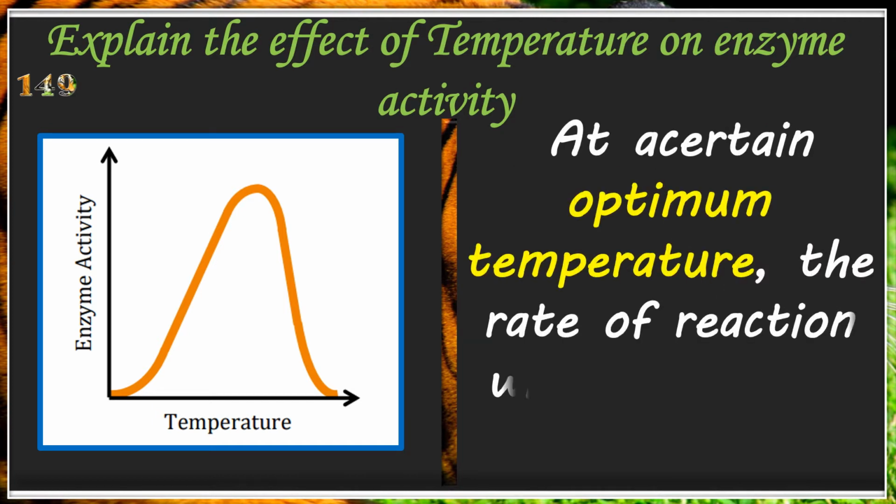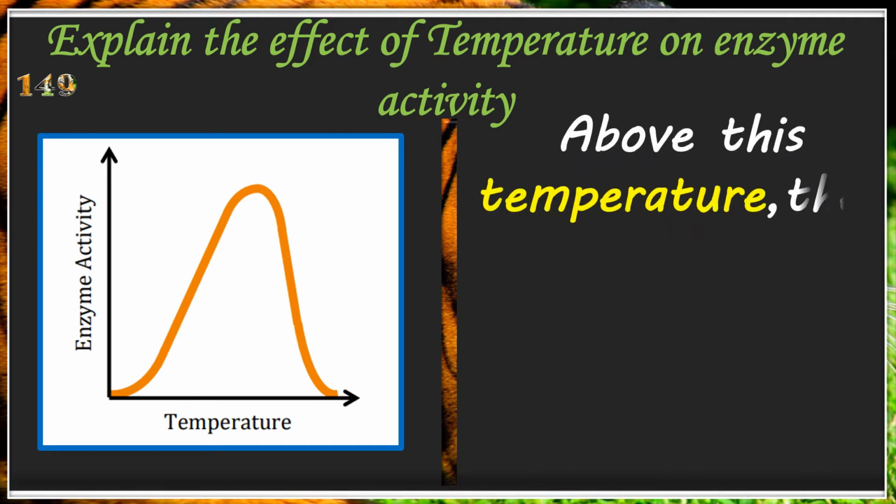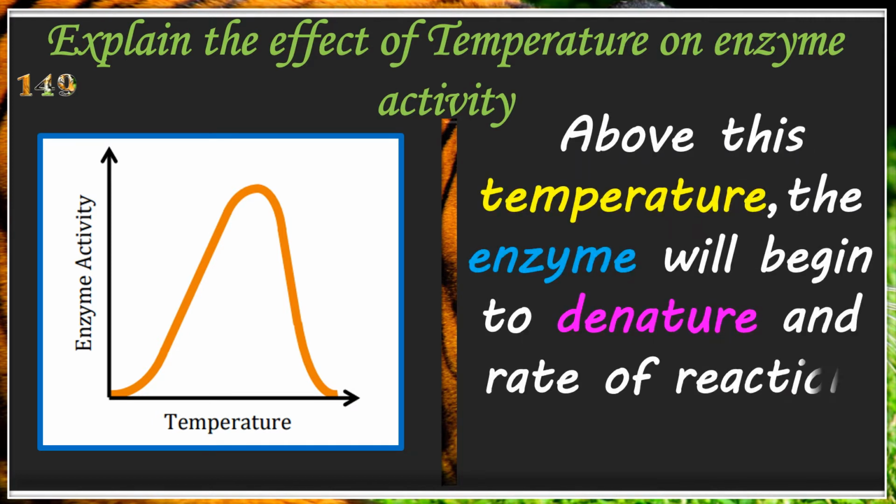At a certain optimum temperature, the rate of reaction will plateau. That is peak efficiency. Above this temperature, the enzyme will begin to denature and rate of reaction will decrease.